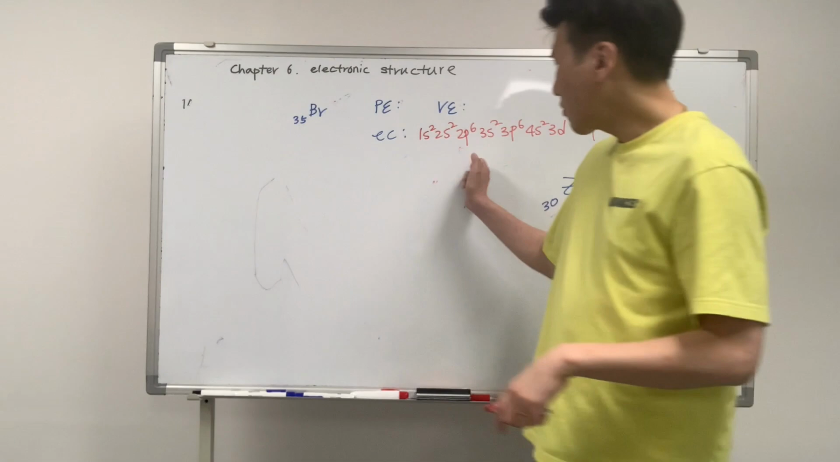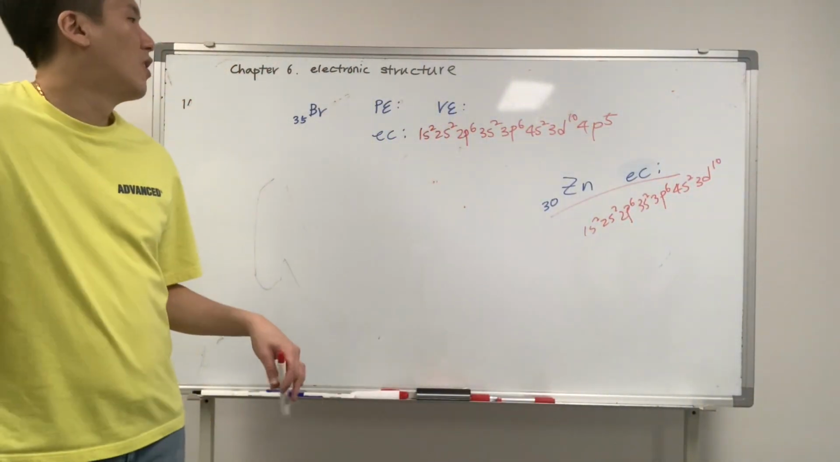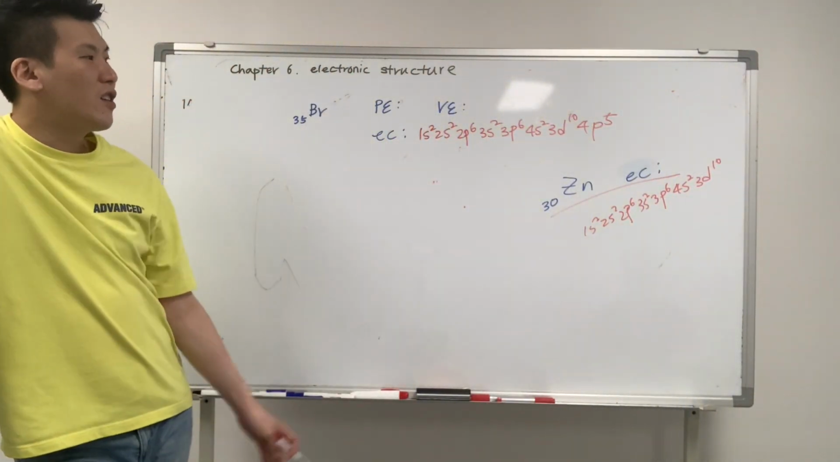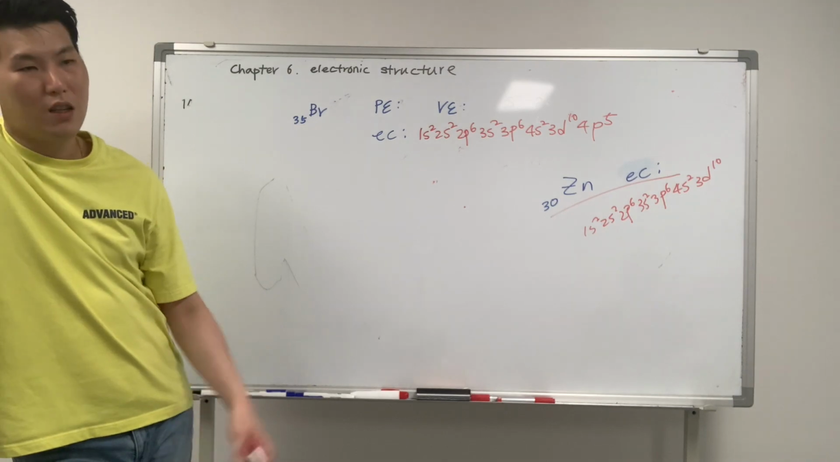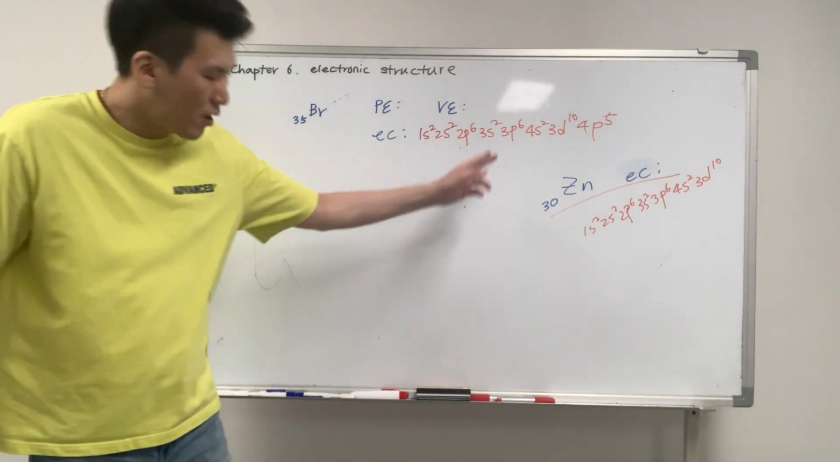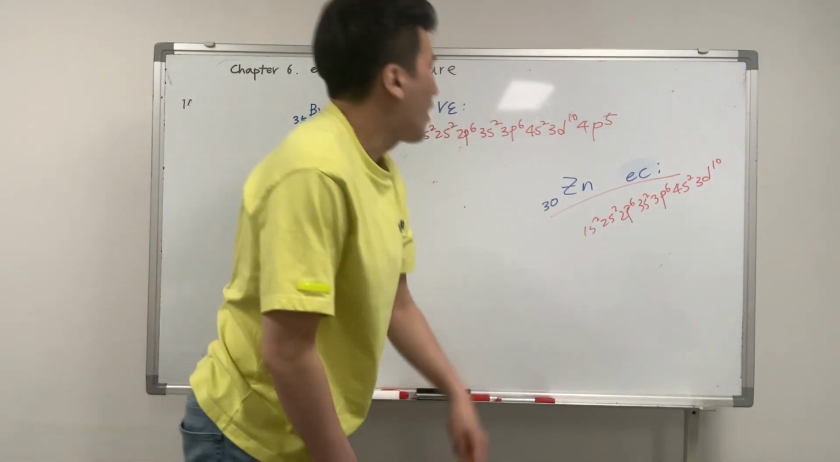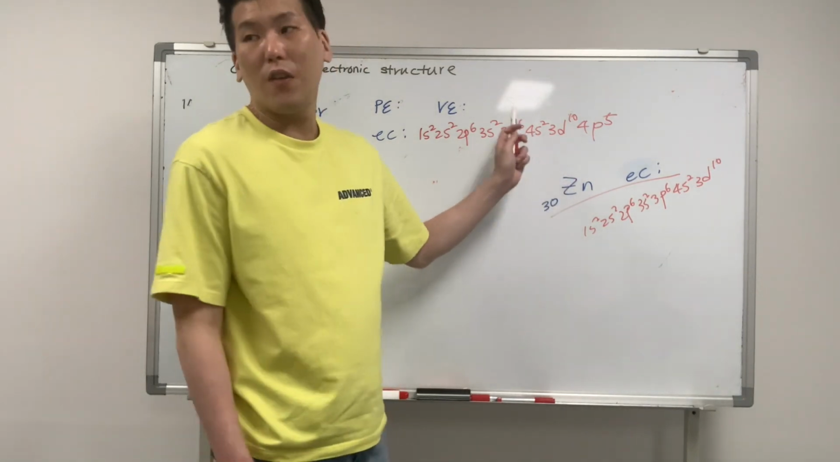So here, what's the principal energy level? 4. Does it have 7 valence electrons? Is it proven? That's it. Right? Highest integer is 4. And there we have 7 valence electrons.